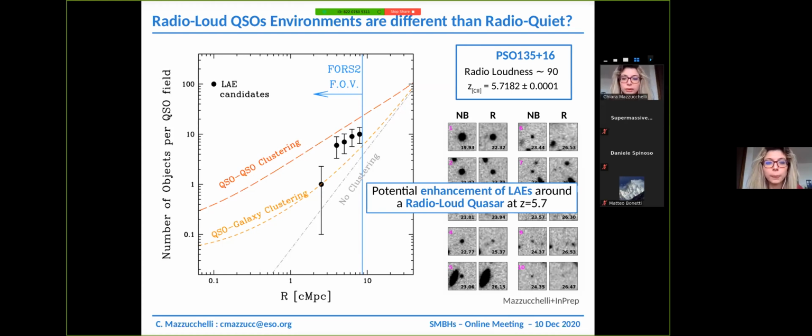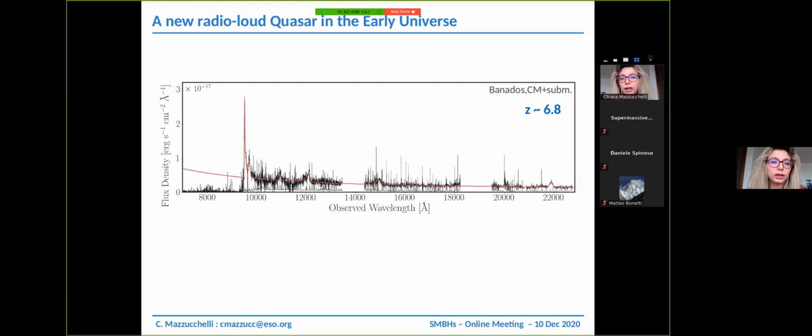Finally, I would like to say a few words on the radio loud quasar that Eduardo talked about in the last part of his talk. Indeed, we have recently found the quasar, which is currently the highest redshift radio loud quasar known, at redshift 6.8. And I show you here the rest frame UV spectrum of the quasar, which shows, I think, beautiful emission lines that are also very interesting in the case of studying the inner properties of the quasar itself, such as CIV outflows or the black hole masses. But I would like to focus on something else, so on the environment again.